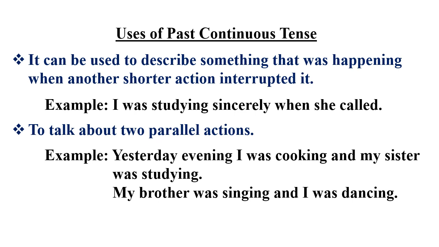And look at this example. Yesterday evening I was cooking and my sister was studying. So here two actions happen simultaneously, side by side. So to talk about two parallel actions, we can use past continuous tense. My brother was singing and I was dancing.